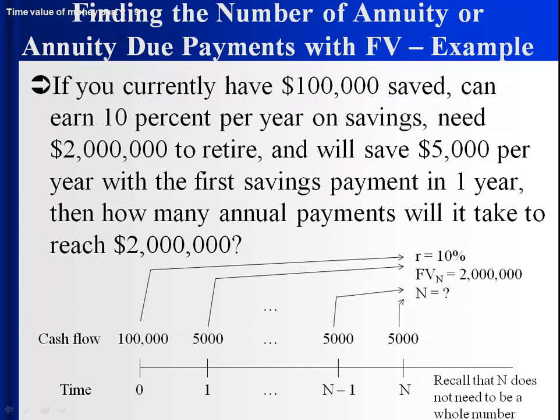Here's a retirement situation. We have $100,000 saved, and we can earn 10% per year. We want $2 million to retire. We're going to save $5,000 per year with the first savings in a year. So in 1 year we'll add $5,000 to our account, and then add $5,000 every year until we put in our last $5,000 and we say to the bank, how much do we have? And they say, you have $2 million. So how many of those payments do we need to put in?